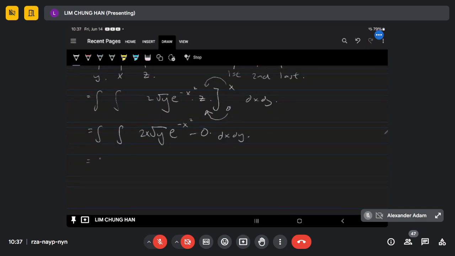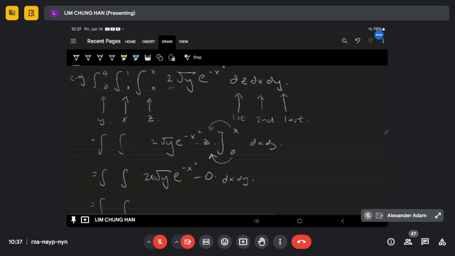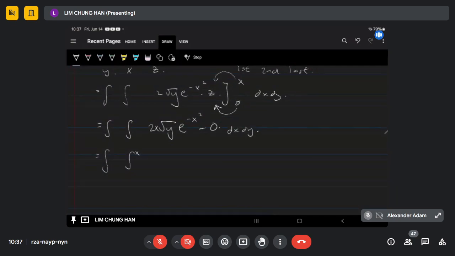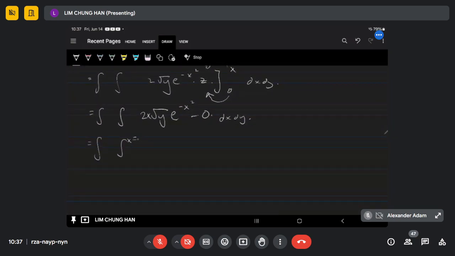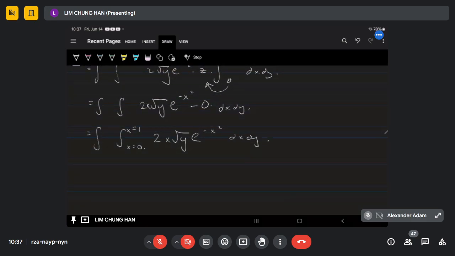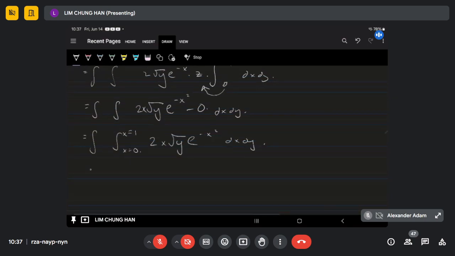Okay. So next, we integrate against x now. The x limit is what? 1 and 0. Next, integrate against x. Now, this is a bit complicated. Why? Okay, integrate against x. Let's split everything up first. 2 is a constant, we write it down. Square root y is also constant, we write it down. We are only interested in x.